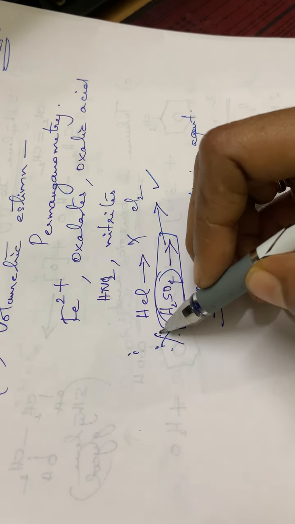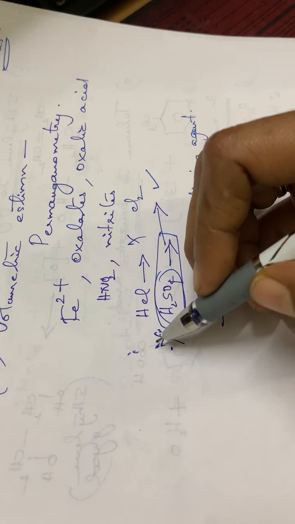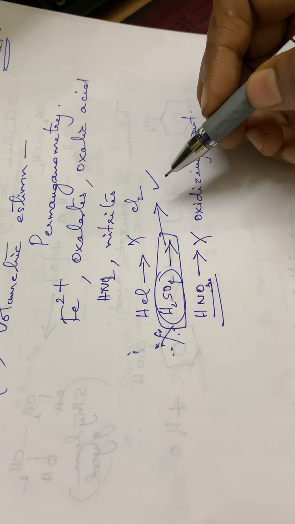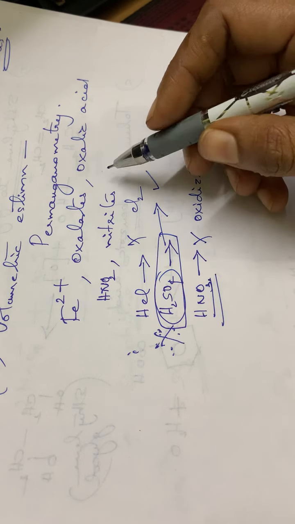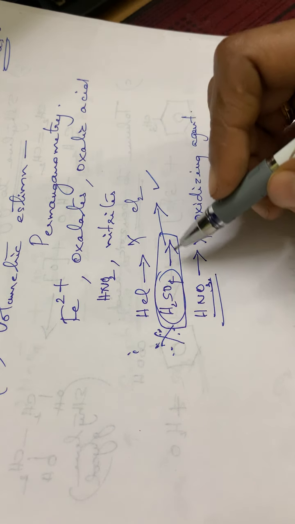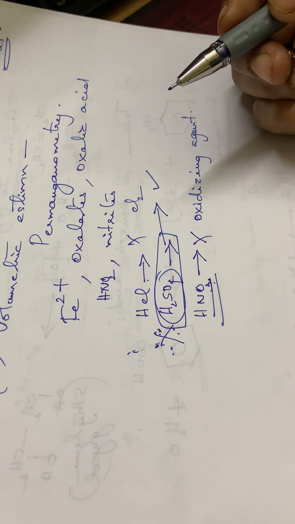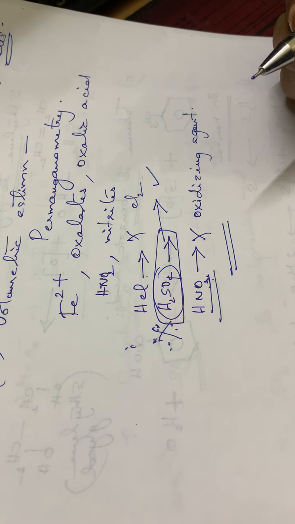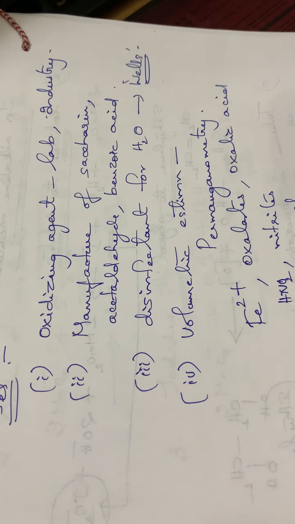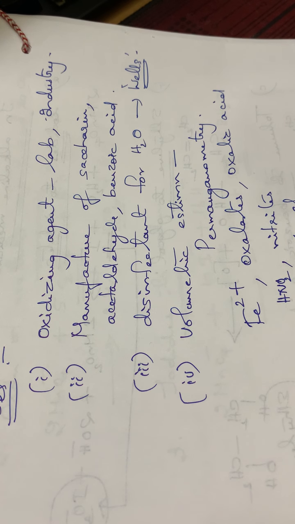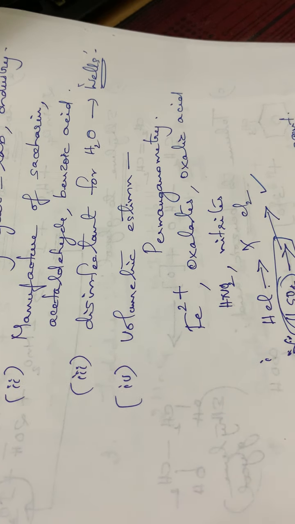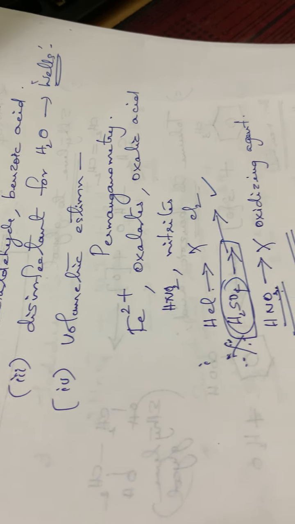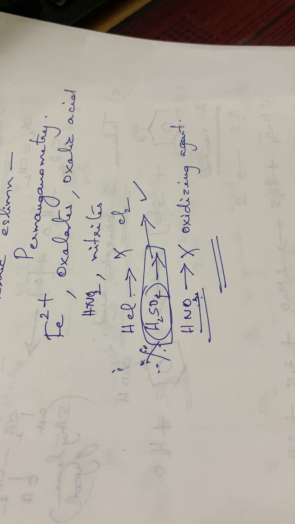This question is usually asked in your viva part of the lab exams: why is sulfuric acid used for permanganometric estimations, not HCl or nitric acid? So you also have to read that point. These are some of the uses of potassium permanganate. In our next session we can go through the inner transition elements, that means lanthanides as well as actinides. Okay, thank you.